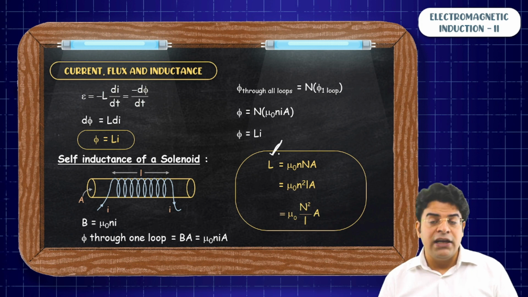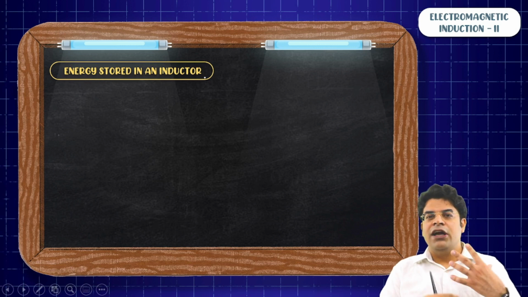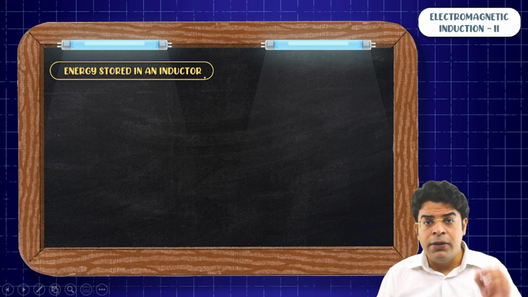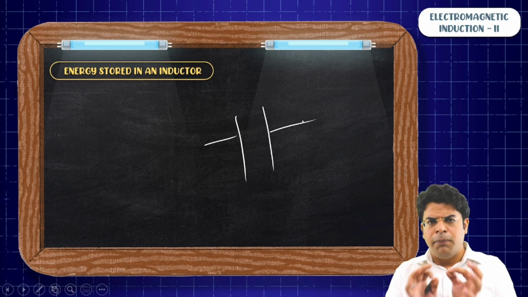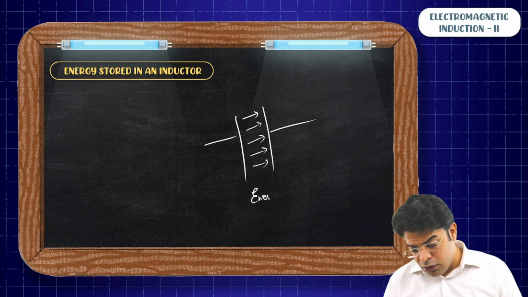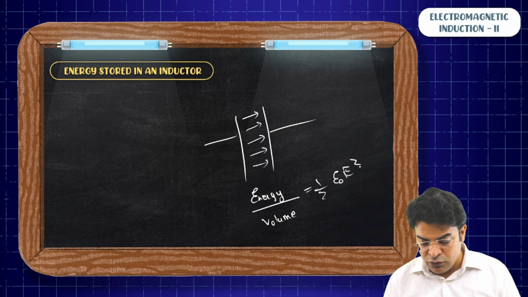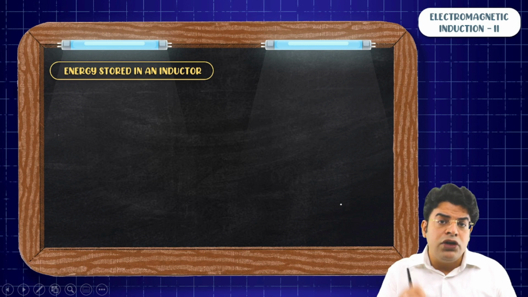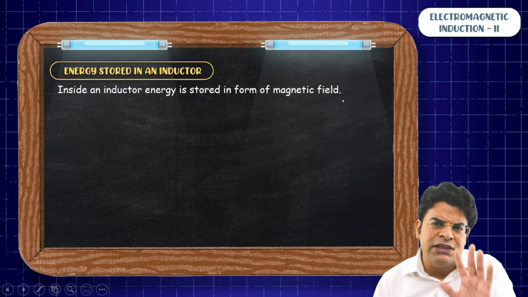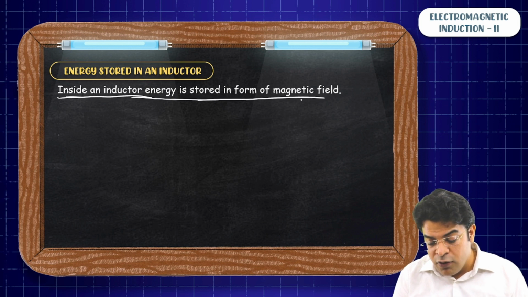So keep this in mind, and now first of all let's study the energy stored inside an inductor before we understand more on this. Now what is the energy stored inside an inductor? Remember that when I taught you capacitor, I said that between the plates of a capacitor, energy is stored in the form of electric field. And the energy stored per unit volume in the form of electric field is given by half epsilon naught E square, right? Similarly, you need to remember that inside an inductor, energy is stored in the form of magnetic field. Every time they say an inductor, think of a solenoid. So energy is stored inside an inductor in the form of magnetic field.